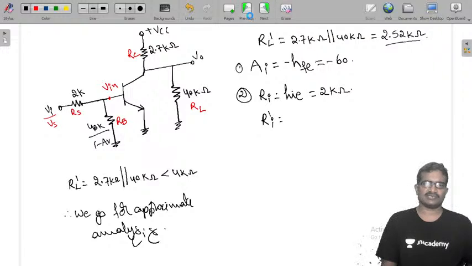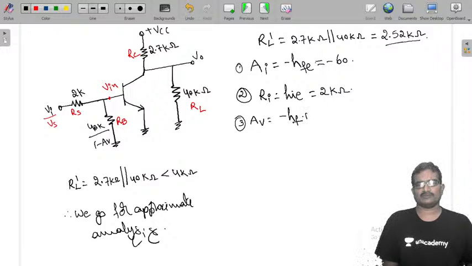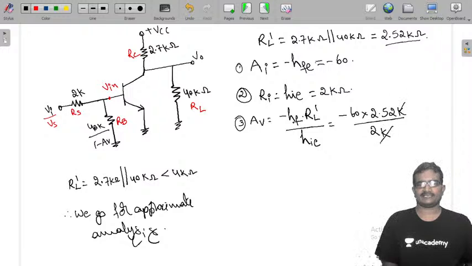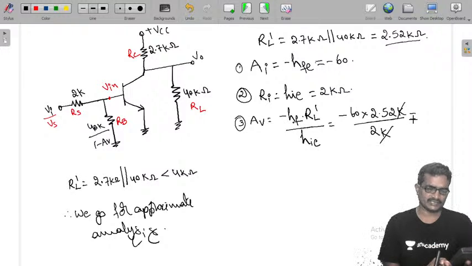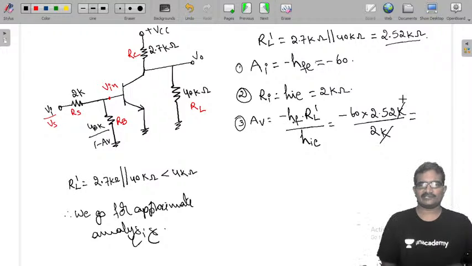Before going to Ri dash, I am going to calculate AV, because for calculating AV this Ri is sufficient. AV is minus h_fe into RL dash by hie. So minus 60 into RL dash 2.52K by 2K. K and K get cancelled. Minus 60 into 2.52 by 2, so that is 30 into 2.52, which is minus 75.6. That is the voltage gain.